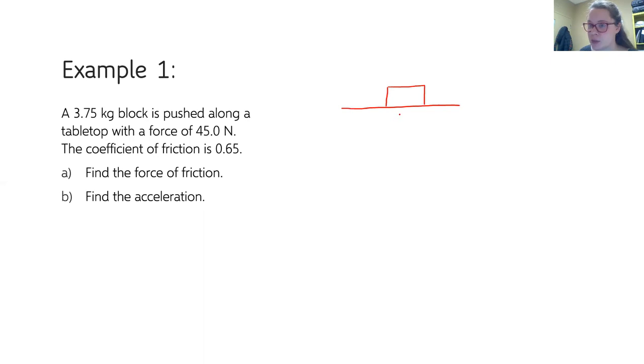So here's our block on our tabletop. Free body diagram says we need to label everything. So I often will put my block mass in the middle. So 3.75 kg. It's kind of like listing the knowns without making a list elsewhere. Force applied, well, we know it's being pushed across, so force applied is 45 newtons. Okay. Coefficient of friction, well, we know friction's going to be, if it's being pushed along the tabletop in this direction, force of friction needs to be in the opposite direction.